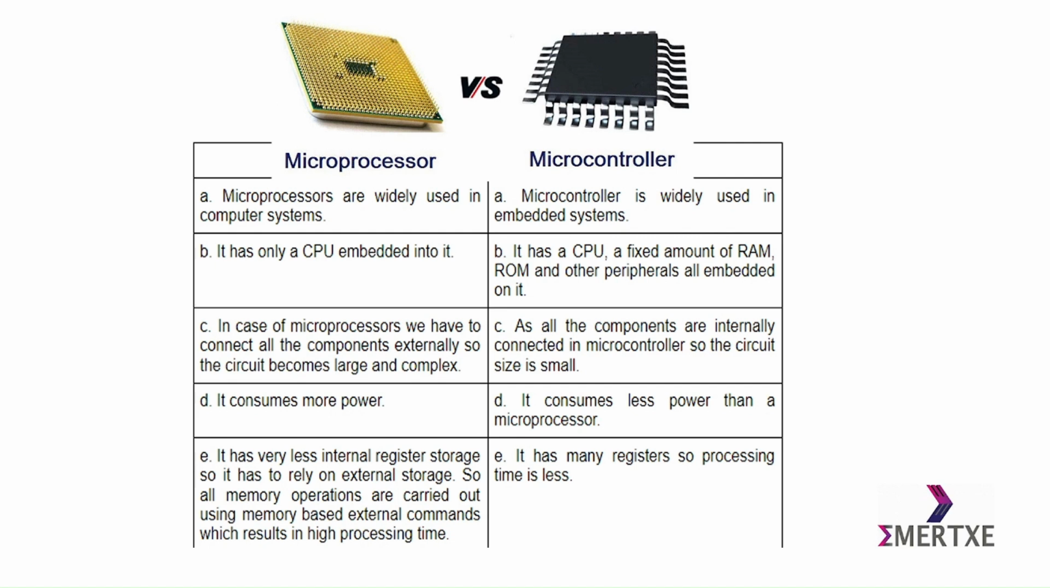A microprocessor has very little internal storage, so it has to rely on external storage. So all memory operations are carried out using external memory-based commands, which results in high processing time, whereas a microcontroller has many registers, so processing time is less. Now let us move to the introduction to embedded systems.